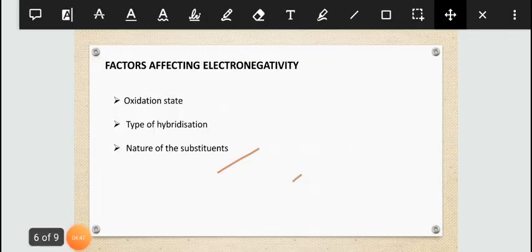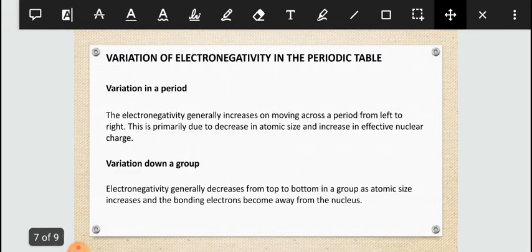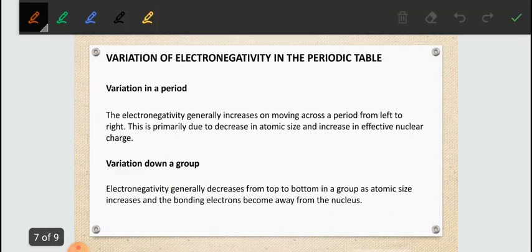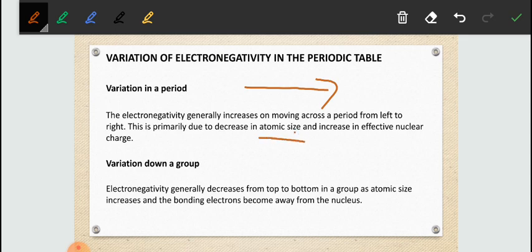Now we will discuss the variation of the properties along the period and along the group for electronegativity. As we know, electronegativity basically depends on the nuclear charge, and we know that across the period nuclear charge increases. So if nuclear charge increases, that means the power to attract the shared pair of electrons also increases. So along the period electronegativity increases, and down the group, generally electronegativity decreases as we move from top to bottom, because the effective nuclear charge decreases and atomic size increases.